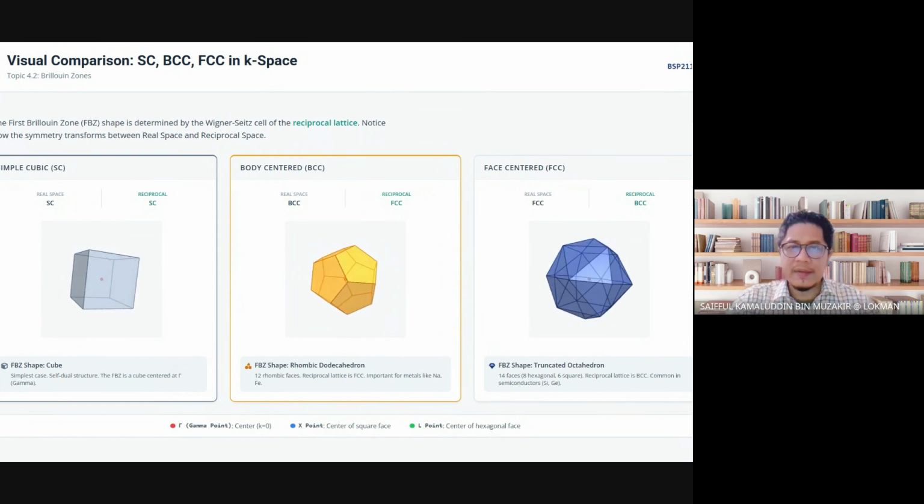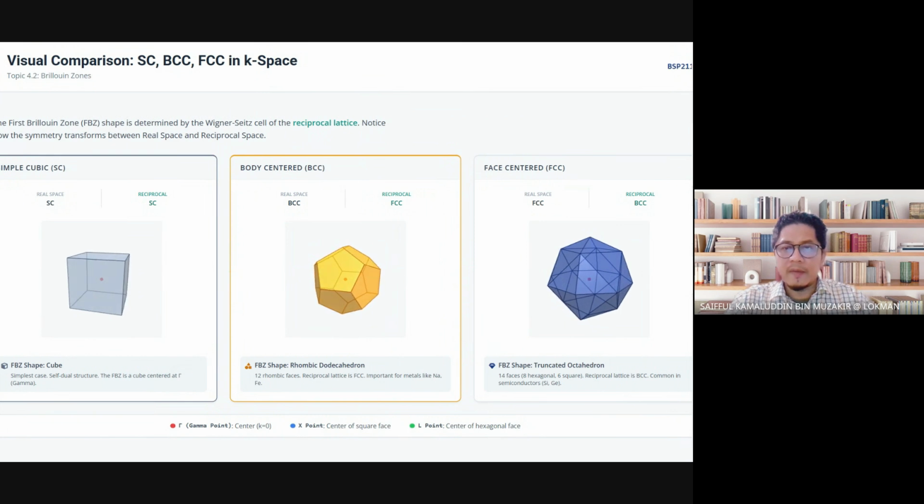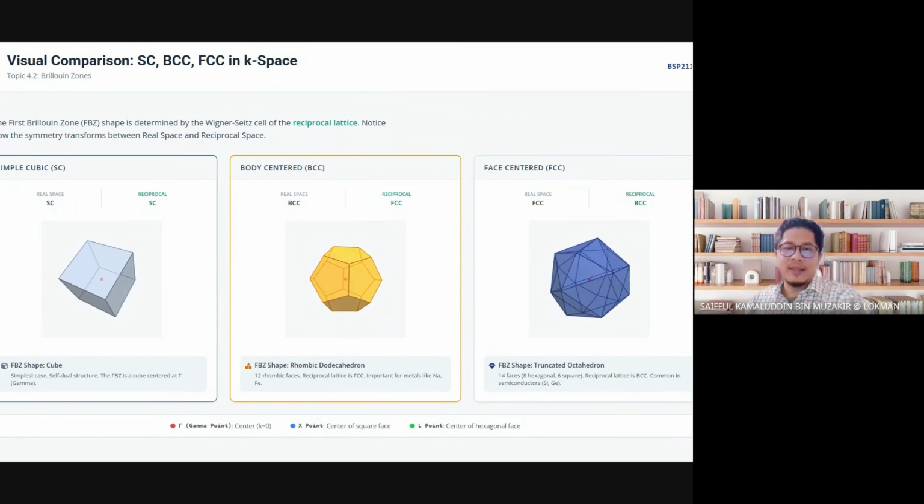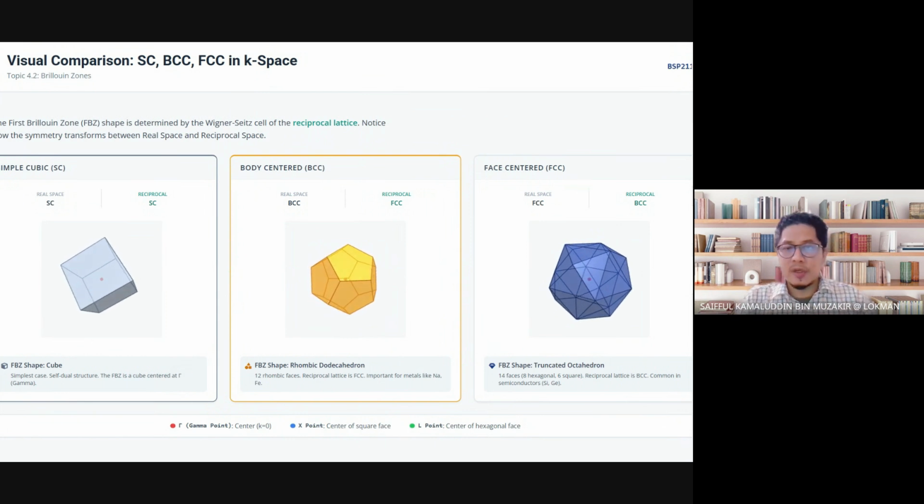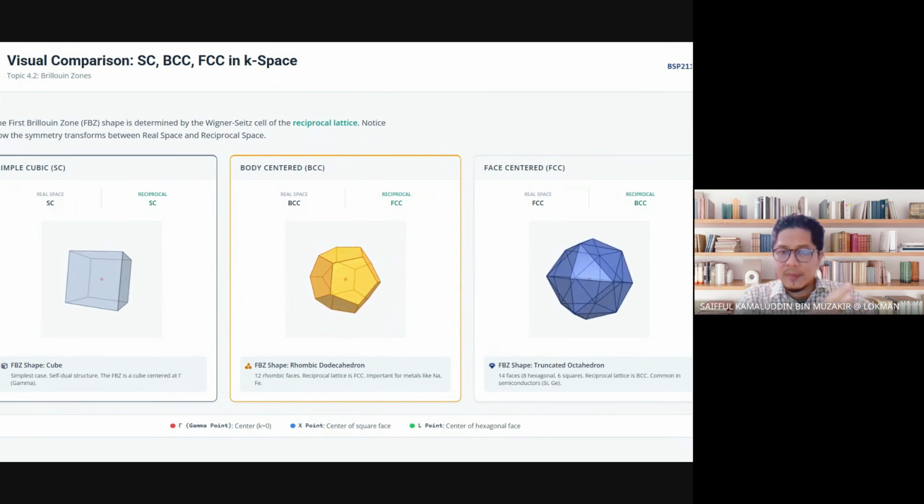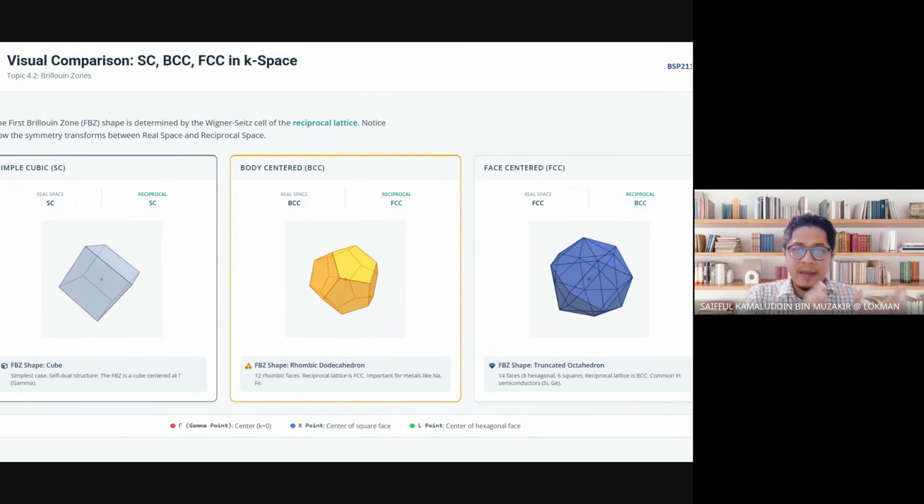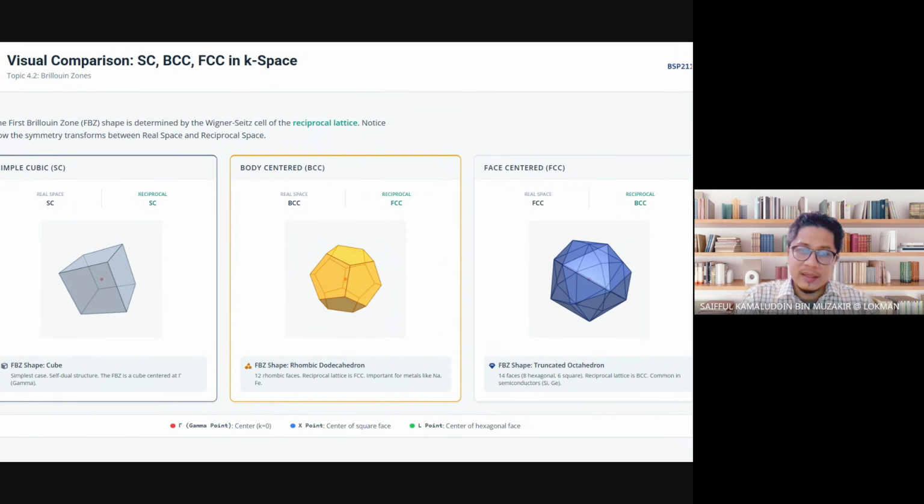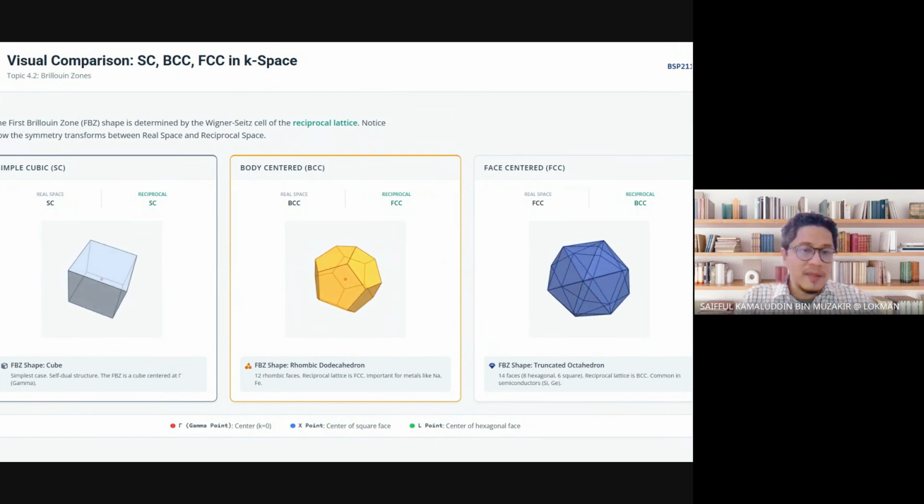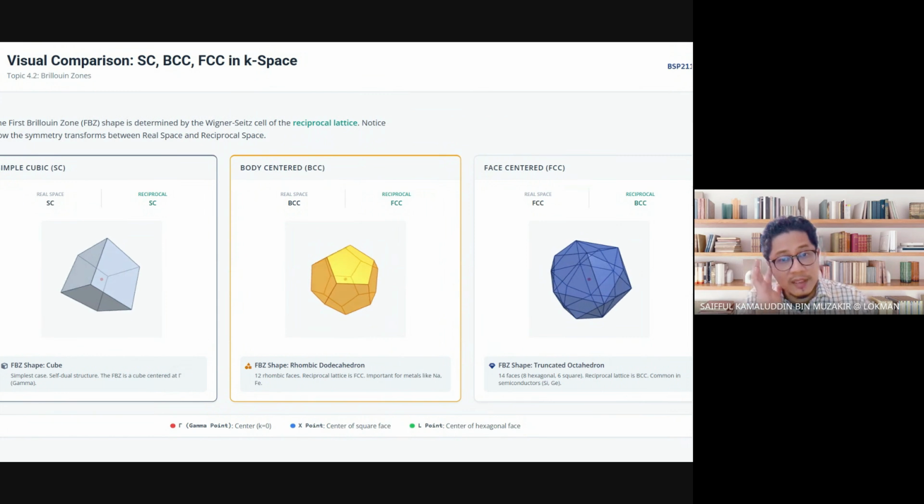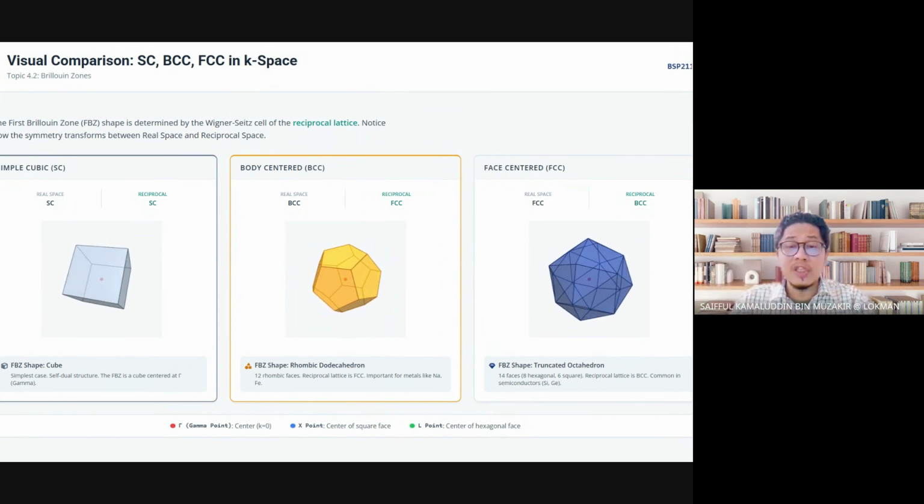For BCC and FCC, the Brillouin zone shapes are different because the reciprocal lattice changes. Use this slide as a visual memory aid. SC remains SC. BCC and FCC transform into each other. The BCC becomes FCC. The FCC becomes BCC. Do not just memorize words. Look at the symmetry and geometry.